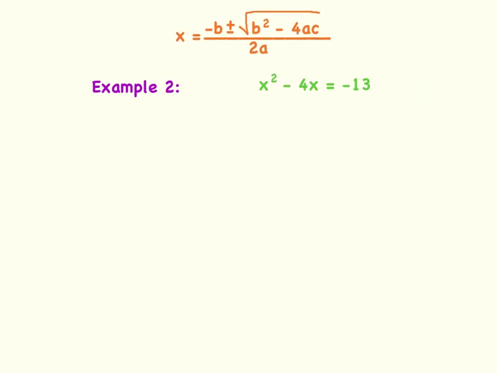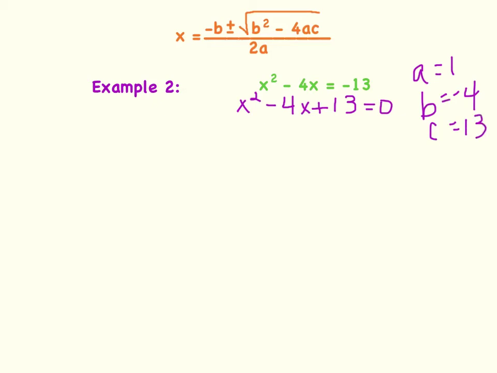In this example, we're going to use the equation x squared minus 4x equals negative 13. Now the first thing I notice is that this equation is not in standard form. I need to add 13 to both sides so that I get it in standard form. Now that we've done that, let's identify our a, b, and c values. So our a value is 1, our b value is negative 4, and our c value is 13.